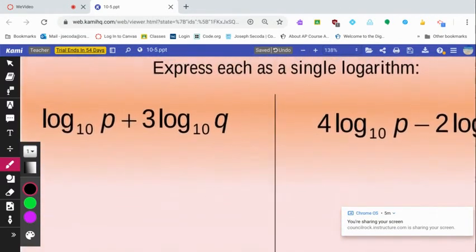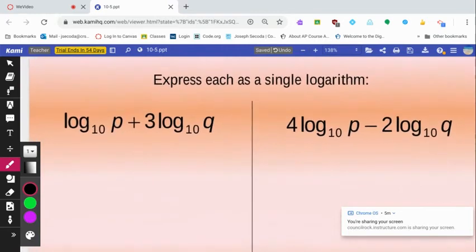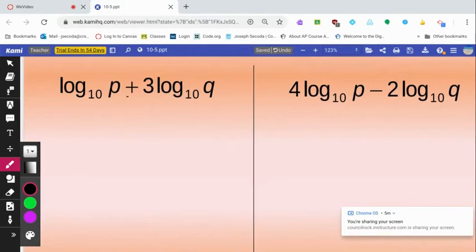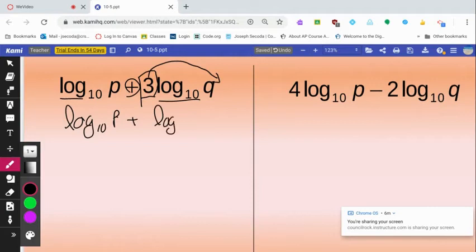All right, now looking at trying these going the other way around. All right, we're going to write it as a single logarithm. It's the sum of two separate logs. We also have a product of this one, so that gets to come back in as a power. We kind of have to go through those laws backwards. So first thing we do is take care of that 3. Log base 10 of p plus log base 10 of q to the 3rd.